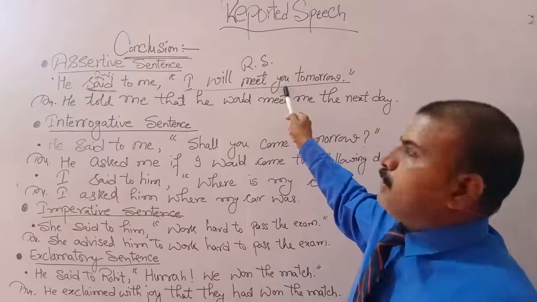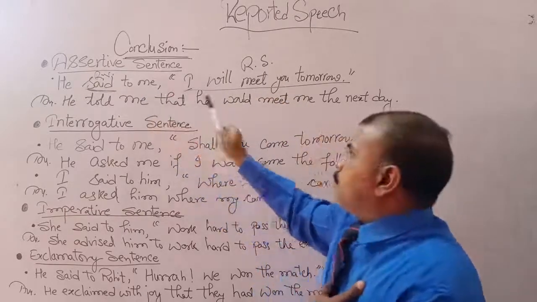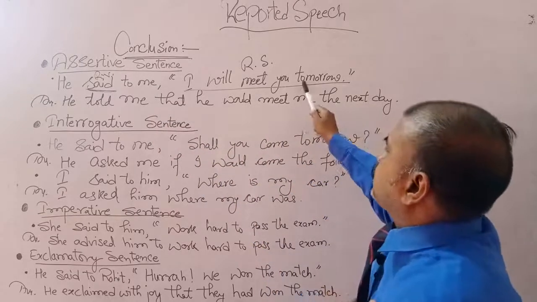You denotes second person. The second person is me here, that means me, myself. So here, me. And tomorrow becomes the next day.